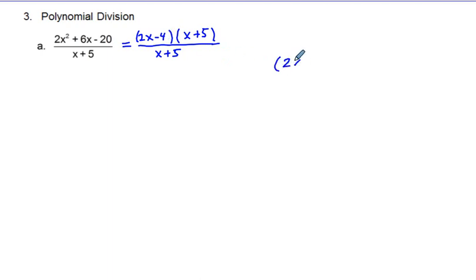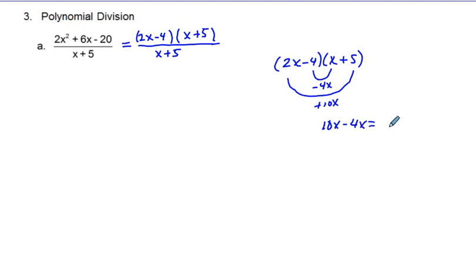If we put 2x minus 4 times x plus 5 and make this double smiley type of arrangement here, we put negative 4x, negative 4 times x, and 2x times 5 is going to be plus 10x, and we add these together and we have 6x. So this shows that we have a proper factoring here, and these will cancel each other. So our answer is going to be 2x minus 4.